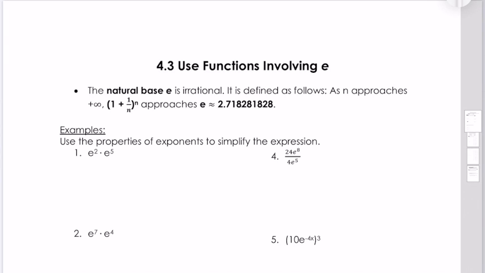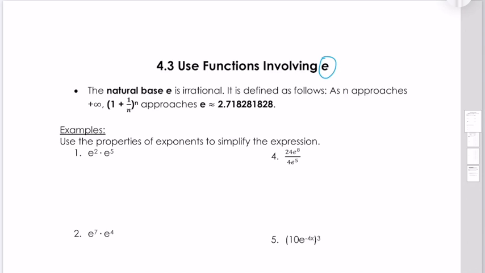We are on lesson 4.3, using functions involving e. So e in this case is a number. It's irrational, so think of it kind of like pi. It just has decimals that go on and on and on with no end. It can't be represented as a fraction.